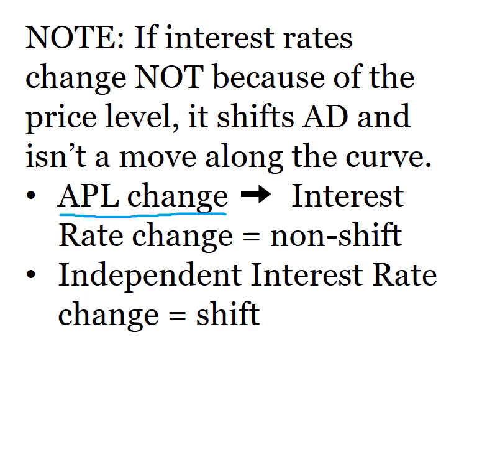If interest rates change independently, they change separately. So, for example, interest rates change all the time because the Federal Reserve decides to change interest rates. That's going to be a shifter. That's going to be one of our categories. So, are interest rates the cause or are they the effect? If they're the cause, it's a shifter. If they're the effect of the original change in aggregate price level, then it's a non-shifter. So just be careful with interest rates to determine, is it because of APL? Then it's a move along the curve. If it's not, it's a shift.